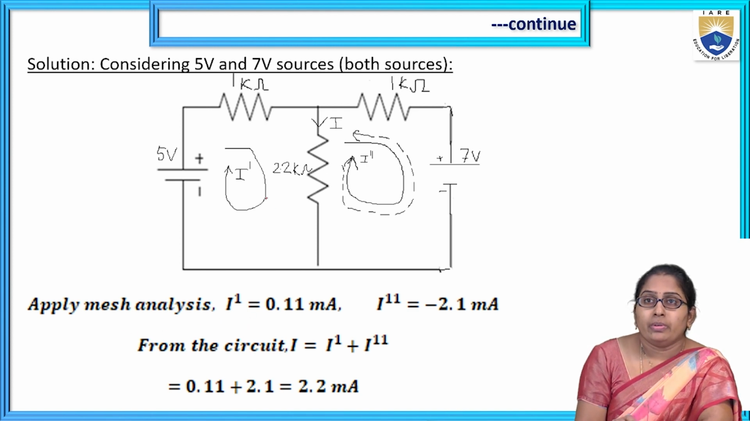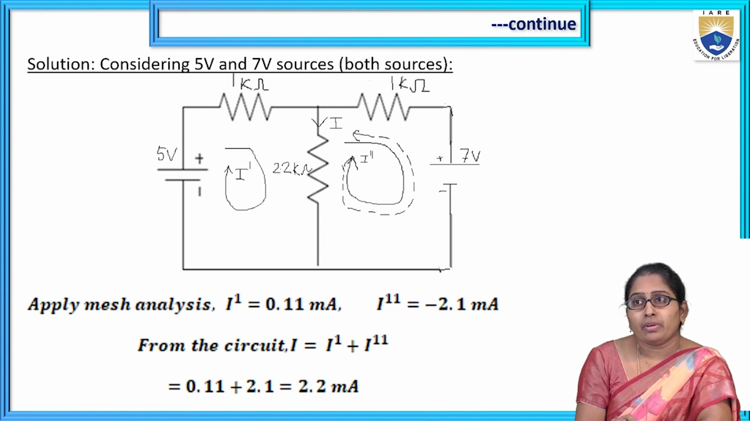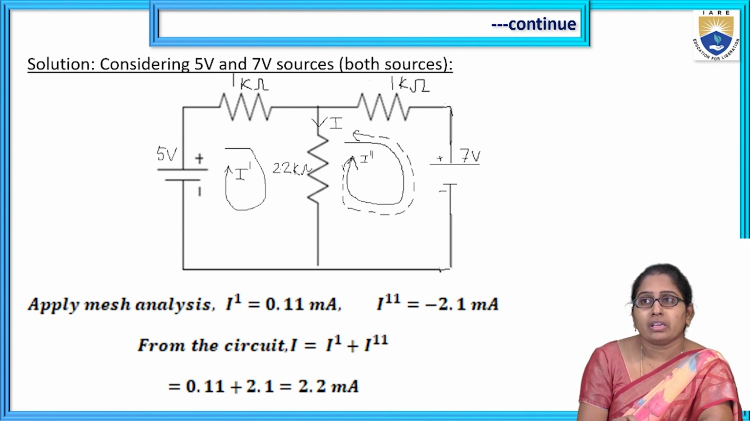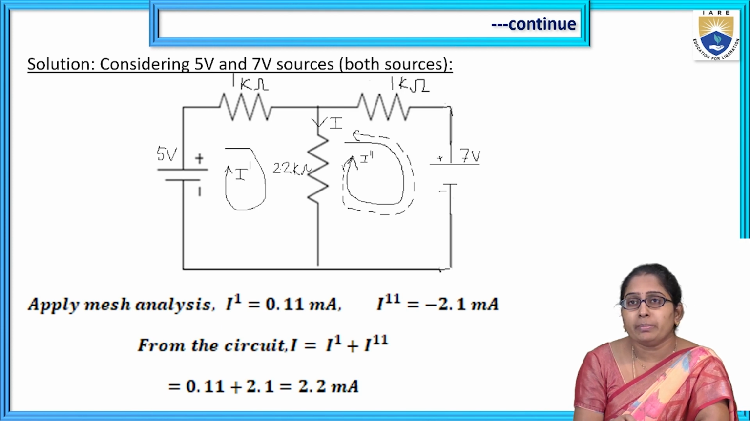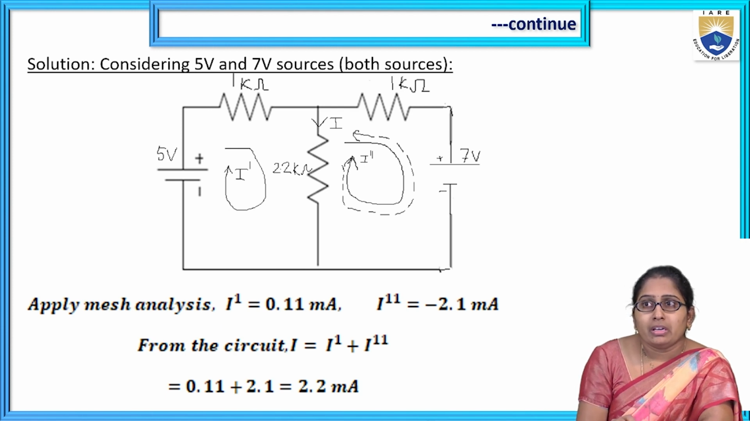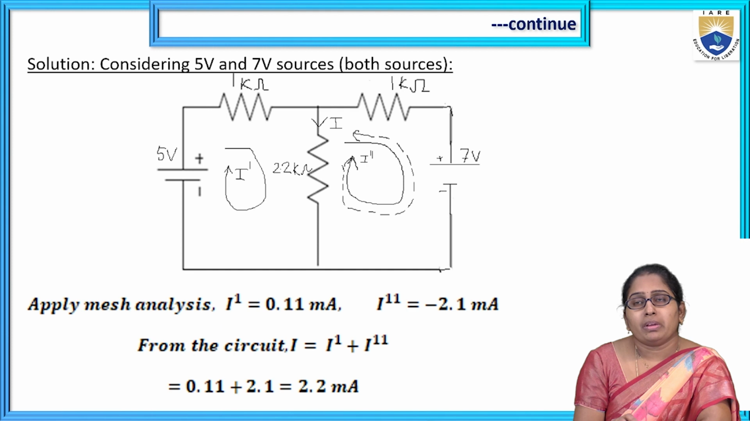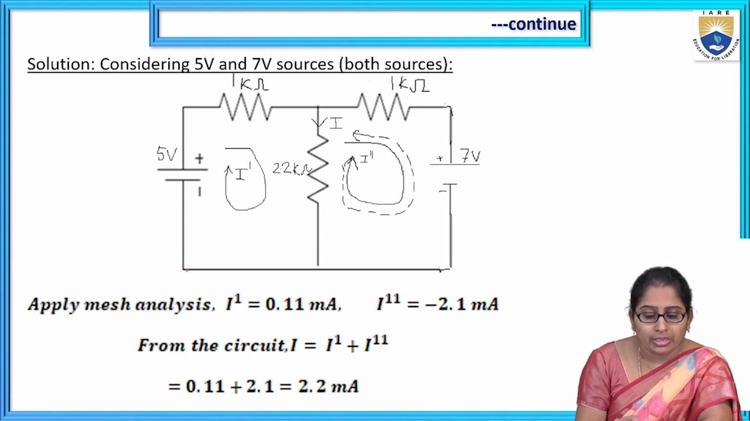So we know how to apply the mesh analysis. Find the number of meshes available in the given circuit, and accordingly take the mesh currents. Then we write the KVL equation in each mesh and solve those equations to find those mesh currents. So here we see two meshes.